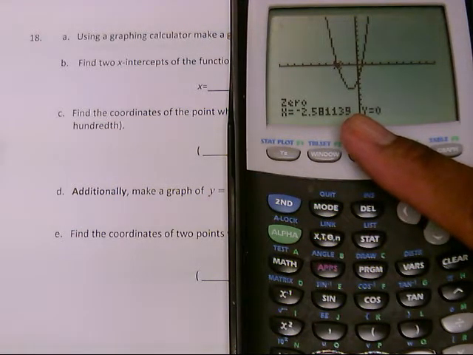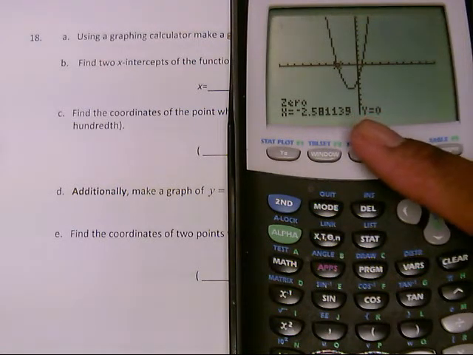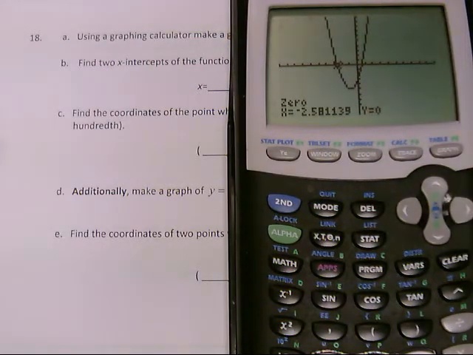That will be your 0 for this function here, which is your first x-intercept. To 2 decimal places, that would be negative 2.58.